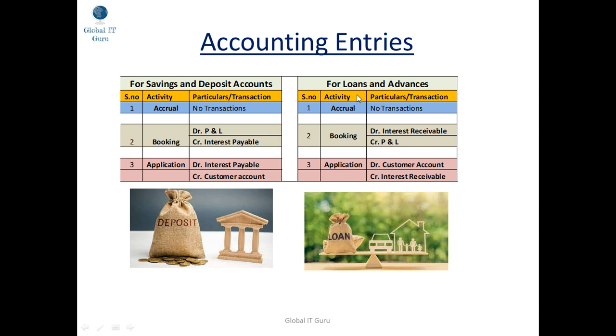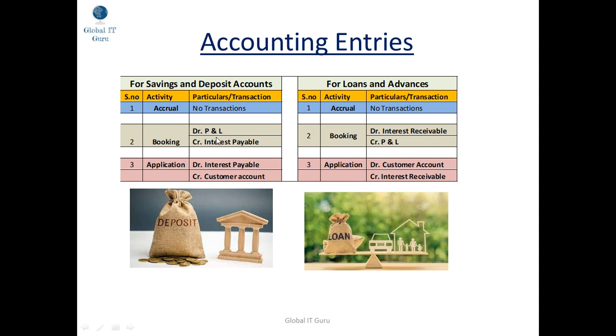Same for the loan and advance, interest receivable account will debit and profit and loss account will credit. So here you will see reverse. In the loan case, bank profit and loss account is getting credit, whereas for the deposit liability product, bank profit and loss account is getting debit.